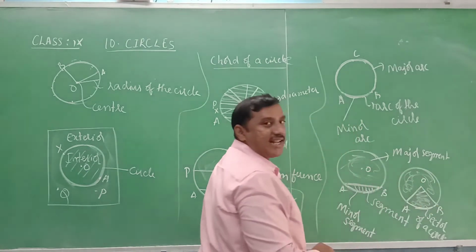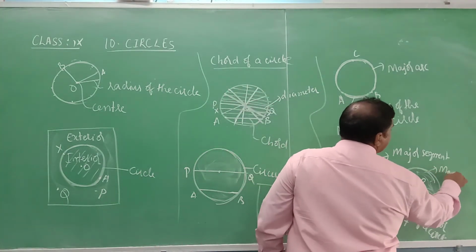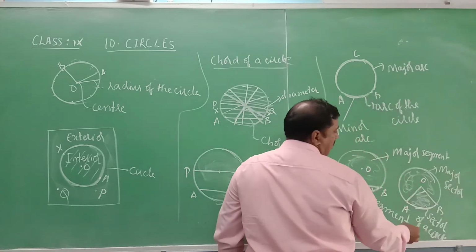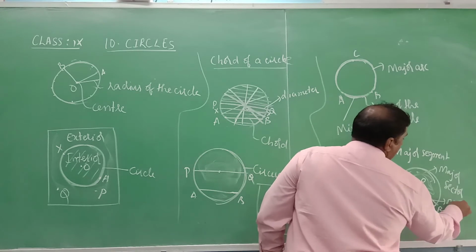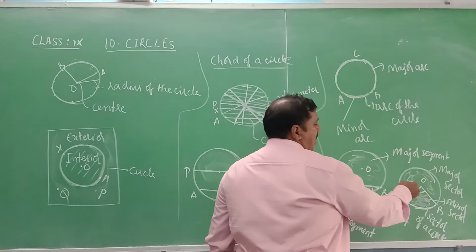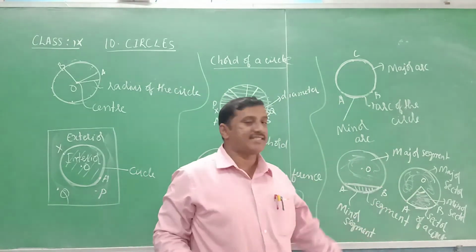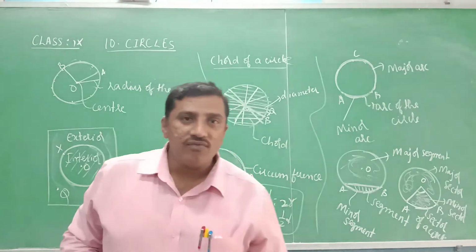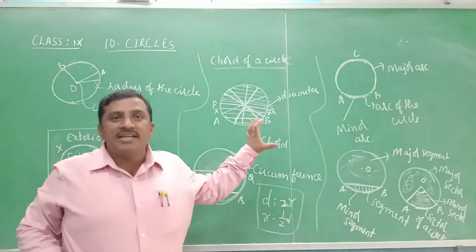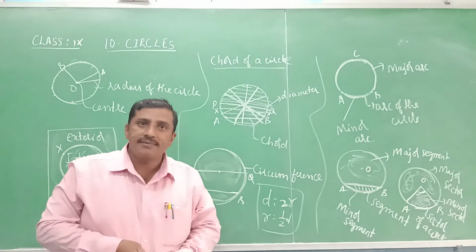A sector. That is also a sector because this area is more, and this is called major sector. And this is called the minor sector, as its area is less. And this is the angle. Angle formed by the sector at the center is known as angle of the sector. So this is the terminology related to the circle. Is that clear, children?